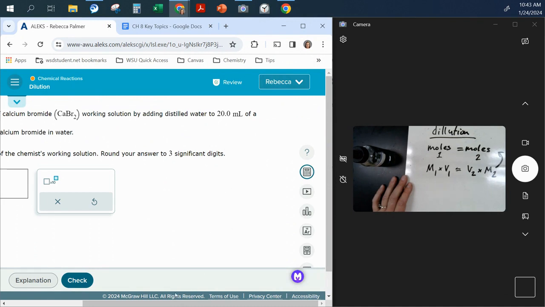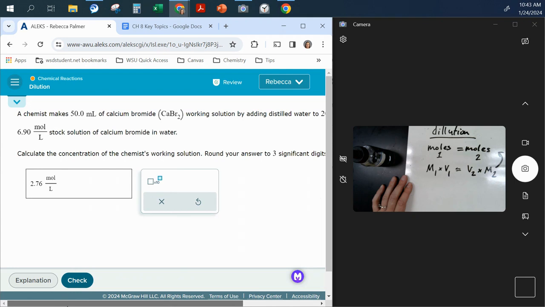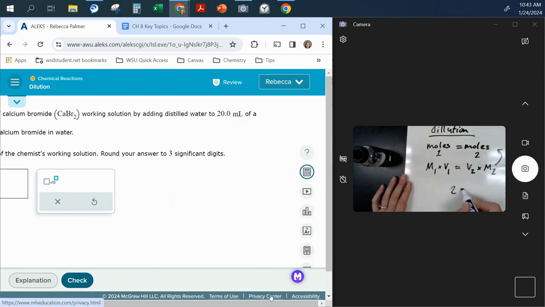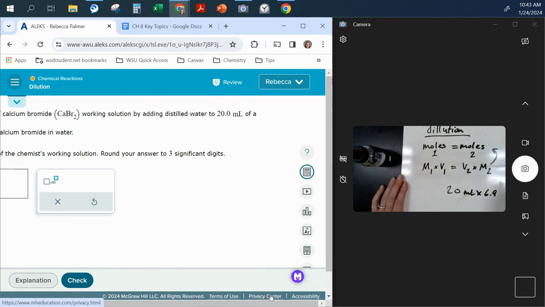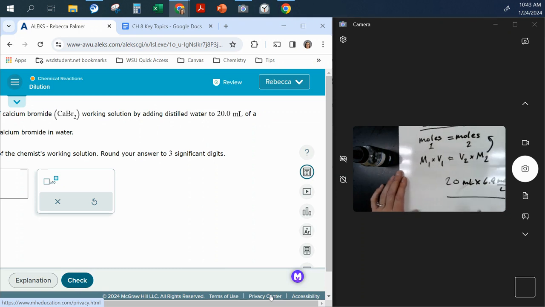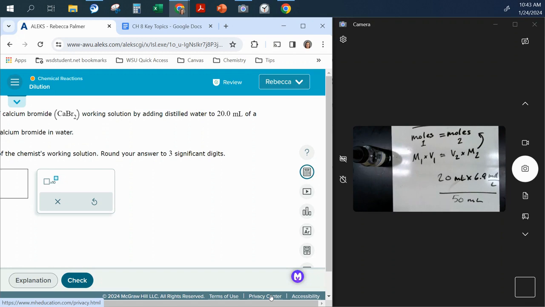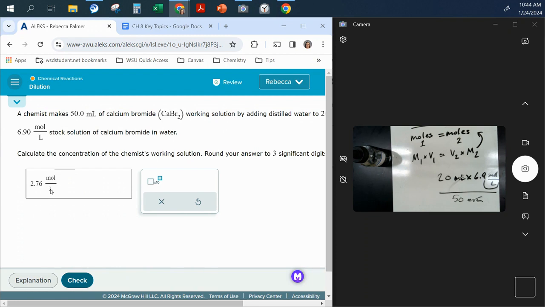So we've got 20 milliliters and 6.9 moles per liter, and we multiplied those. So 20 milliliters times 6.9 moles per liter, and then we divided these two numbers by 50 milliliters. So my milliliters are on the bottom, my milliliters are on the top. Moles per liter is the unit that we get to keep, and that's what's in the box. So I don't have to do any conversions. Does that make sense? Okay. All right, so watch out for units. Let's do another one of these.